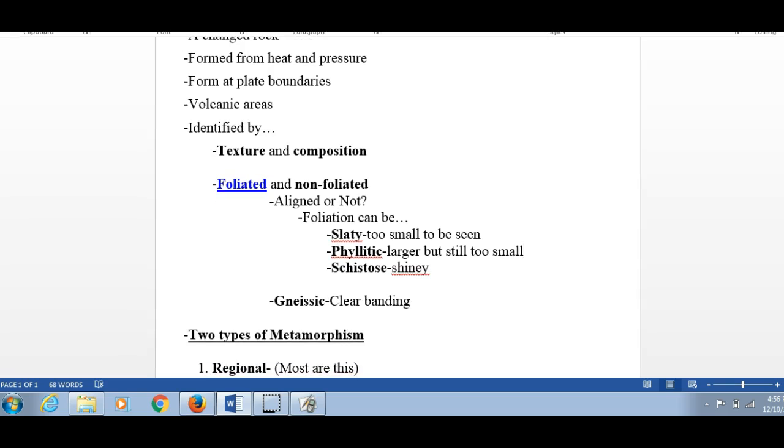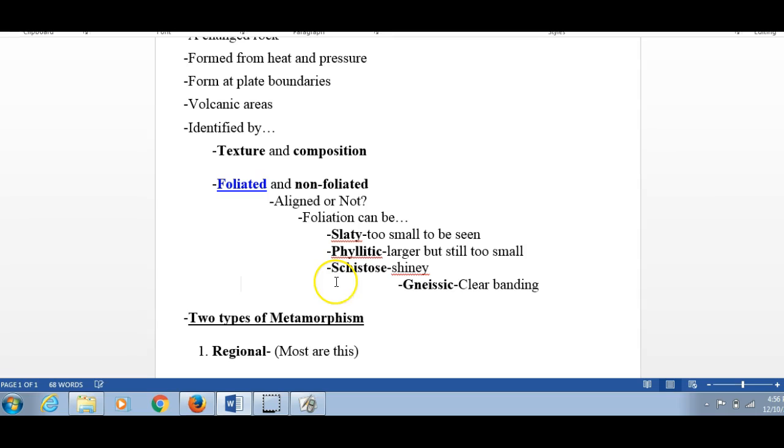Okay, so that's kind of the degrees or the grades. Slaty, can't see very much. Phyllitic, see maybe almost, and then a schist, kind of really start to see it, and then gneiss, really clear. So we could even move this one over and say it's actually the last grade of foliation. Really clear.